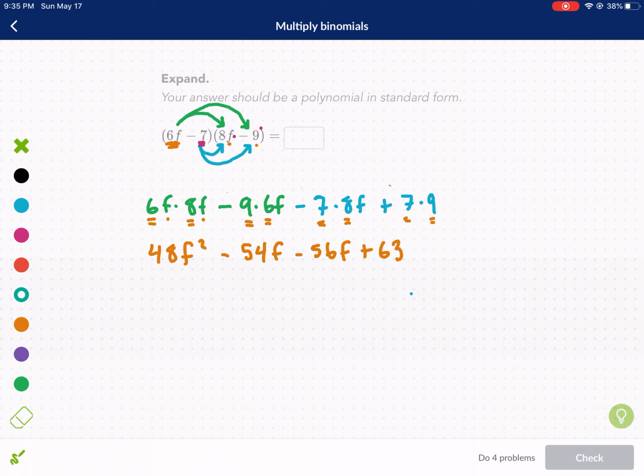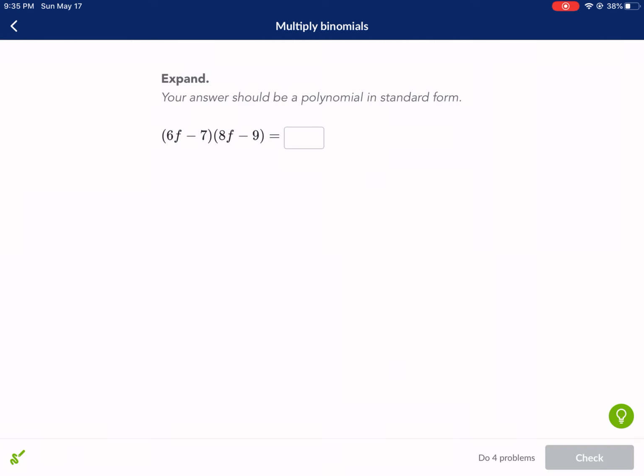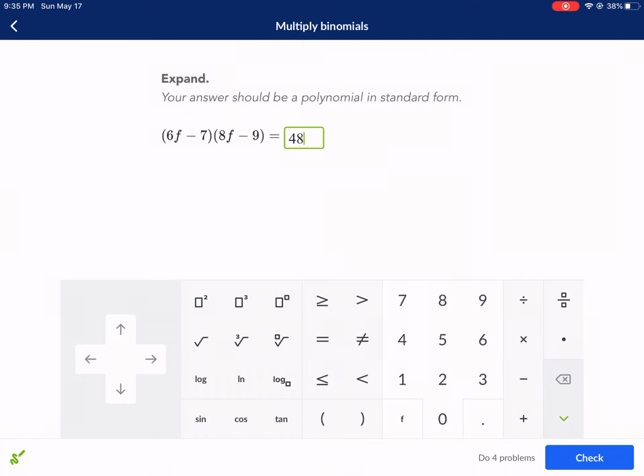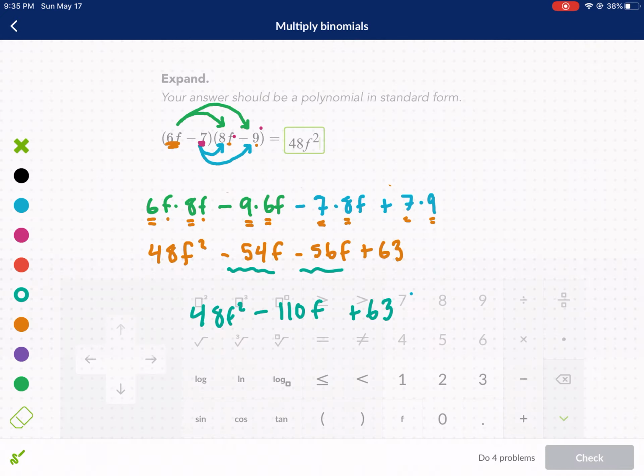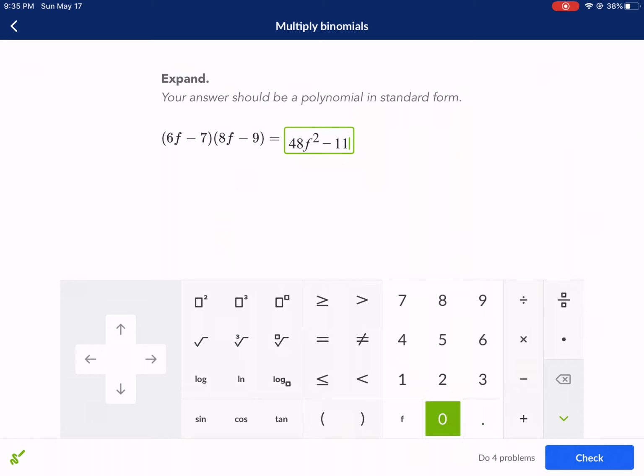With all of these, or 90% of them, you're going to have some like terms. So we have negative 54f, negative 56f. I'm going to combine those, and I get negative 110f. 63 stays because there's no other terms. 48f squared stays. There's no other terms. And I'm going to go ahead and write this for my answer. So I get 48f squared minus 110f, and then plus 63.